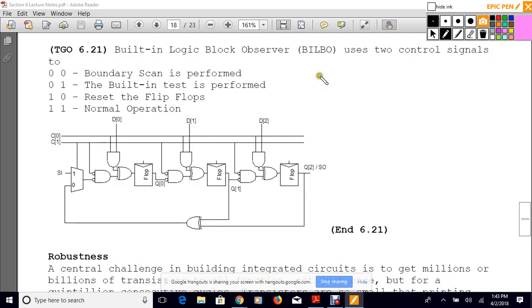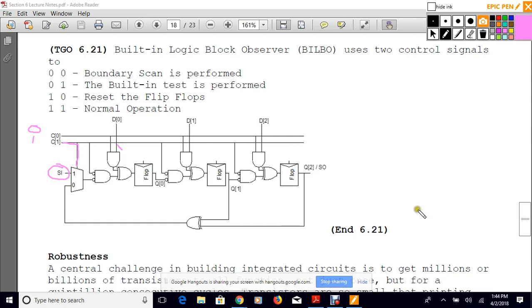When I'm just doing 0, 0, what ends up happening is 0 on an AND gate, 0 on an AND gate, 0 on an AND gate, right? That means nothing goes through. So that means I just got 0 here. That gives me the normal operation on the output, right? So when I do 0, 1, we're going to actually perform the built-in self-test. So again, here we have 1. So now we have our sequential self-testing.